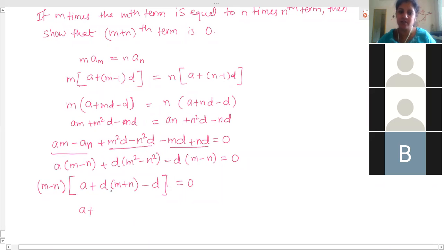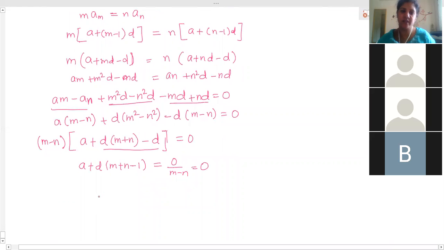So a plus, now from these two terms take d common, d into bracket m plus n minus 1, and that is equal to 0 by m minus n, which is 0. 0 by anything is 0. Now what we will get then? D will be written at the end: a plus m plus n minus 1 into d is equal to 0. This is our first equation.